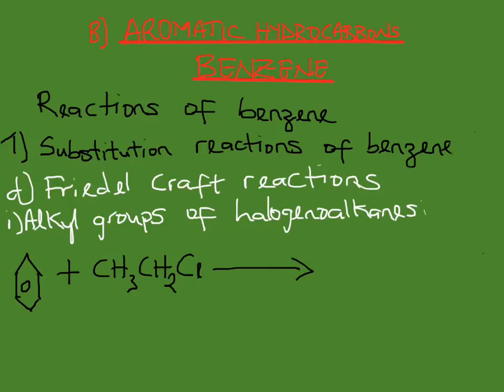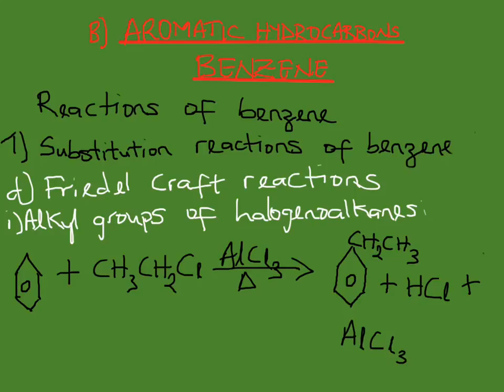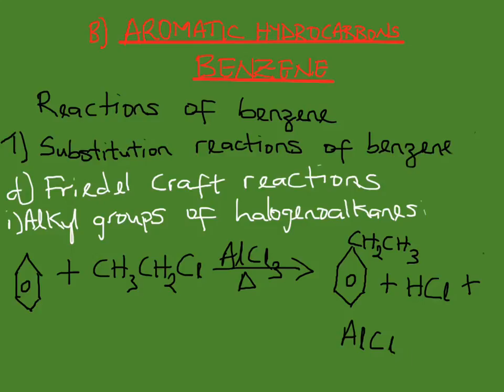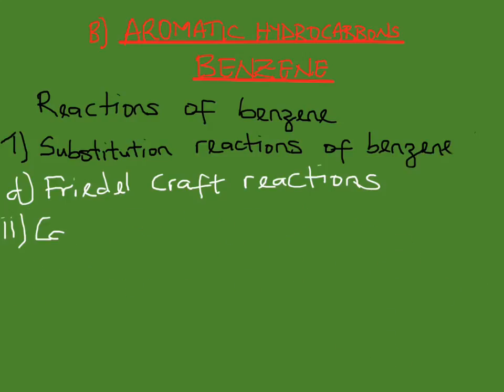The catalyst induces greater polarity on the halogenoalkane, like you can see there. That is a halogenation reaction under Friedel-Crafts reaction using alkyl groups of halogenoalkanes. The next is carbonium ions of alkenes.